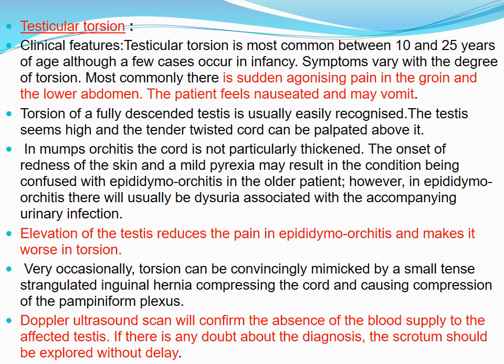In other conditions that mimic testicular torsion, for example, mumps orchitis, in the examination we find the cord is normal, not thickened as in testicular torsion. The onset of redness of the skin and a mild pyrexia may result in the condition being confused with epididymo-orchitis in older patients. Later on, if neglected, I mean, if the patient presents late, and there is redness of the skin and presence of pyrexia as a reaction to his condition, it may be confused with epididymo-orchitis.